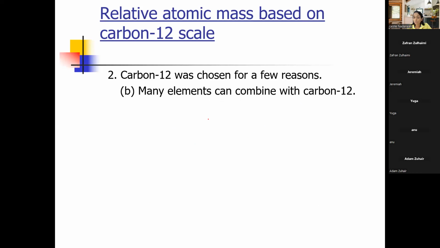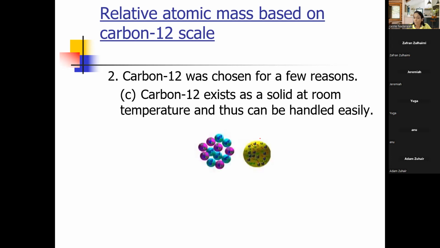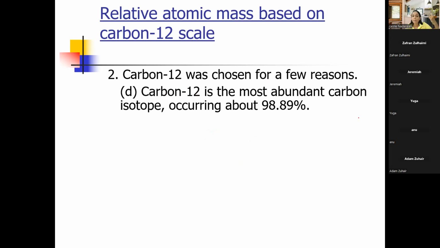Then I also use carbon-12 because many elements can combine with carbon-12. Carbon can combine with chlorine, carbon can combine with oxygen, carbon can combine with fluorine, so I can combine with a lot of things. Very important, carbon-12 is a solid. Remember, it's a solid at room temperature, and I can handle it easily. And it's the most abundant carbon isotope. I can find it a lot.